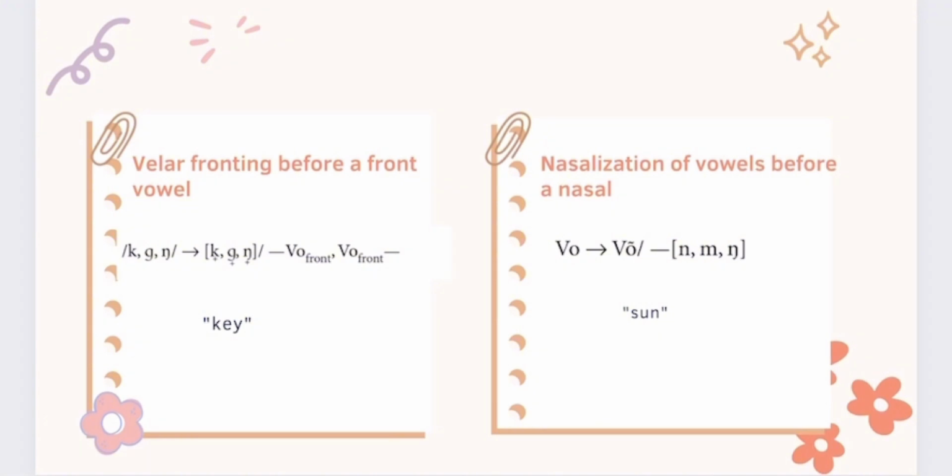Velar fronting before a front vowel. Velar sounds are fronted to the palatal region when they appear in the environment of a front vowel. For example, key. Nasalization of vowels before a nasal. Vowels are nasalized when they precede a nasal consonant. For example, some.